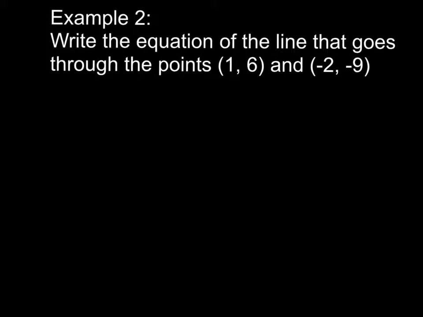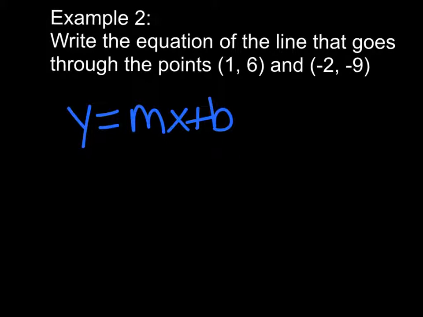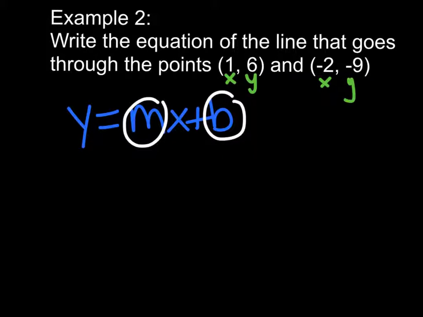Example 2. Write the equation of the line that goes through the points 1, 6 and negative 2, 9. As usual, I'm looking for my slope m and my y-intercept b. In this case, I'm not given my slope, and I'm also not given my y-intercept. So I need to figure out what I can do to find one of those. I know I have an xy, and I have another xy. So I've labeled them x1, y1, and x2, y2.